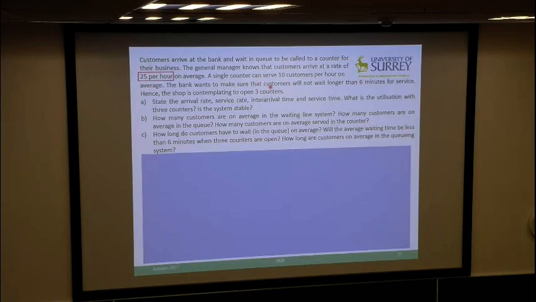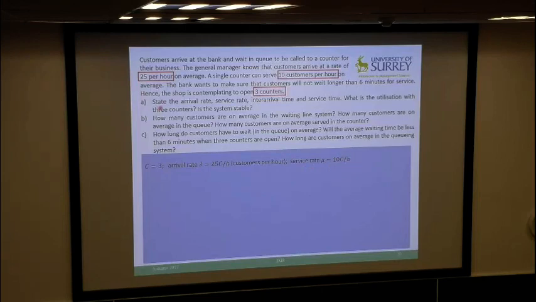So we have several conditions. 25 per hour, that's arriving. 10 customers per hour, that's the service rate for a single server. And 3 counters, that means we have 3 servers. So this is something we can write down. C equals 3 servers. Arriving rate, 25 customers per hour. Service rate, 10 customers per hour. That's basically the same thing.